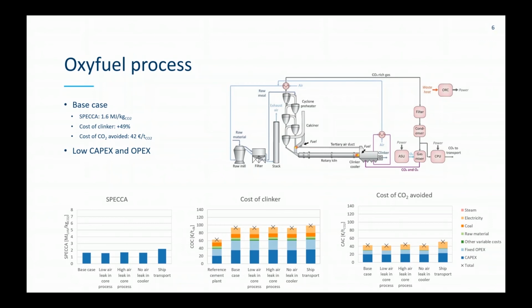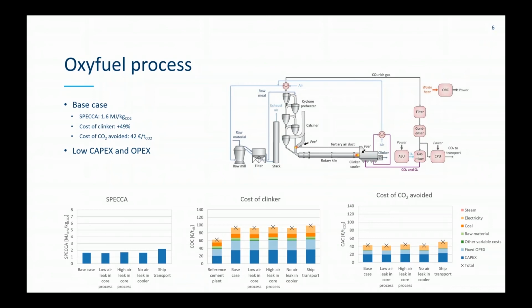Now, this combustion process produces a CO2-rich flue gas. Here, the dark line coming out from the cyclone preheater. And this allows a relatively easy purification with a CO2 purification unit to get a highly purified stream of CO2 for transport. And in this process, we need additional power for an air separation unit to provide the oxygen needed in the process, and also for the CO2 purification unit. And some of this power demand can actually be covered by recovering waste heat from the process in an organic Rankine cycle. So this generates power from the waste heat.